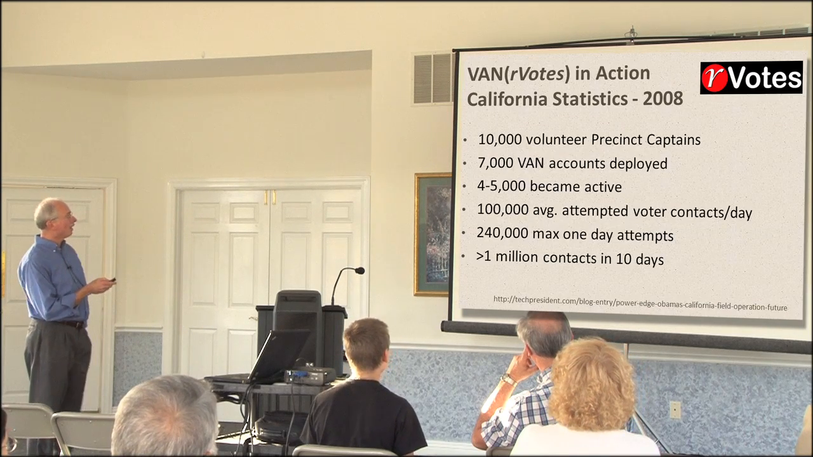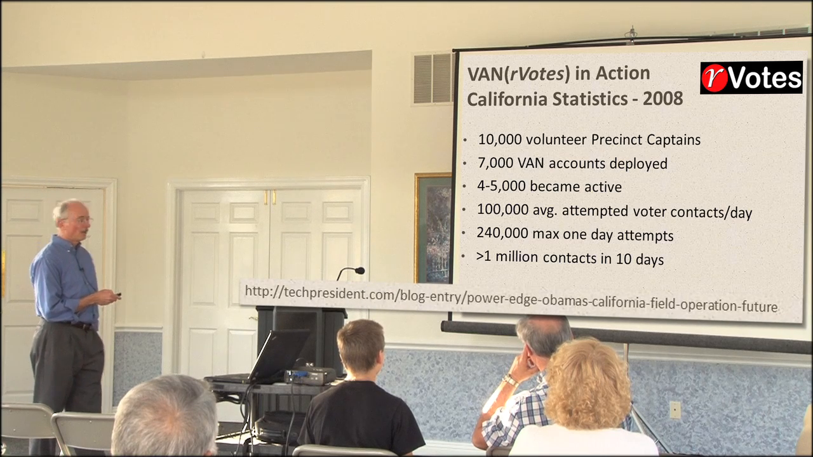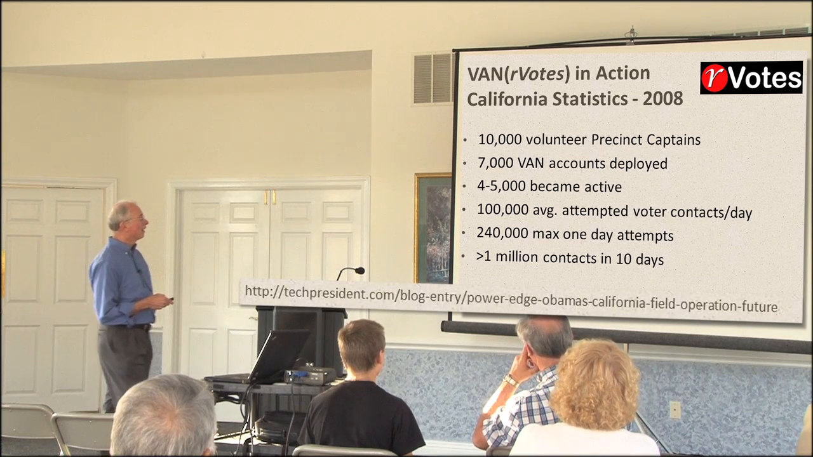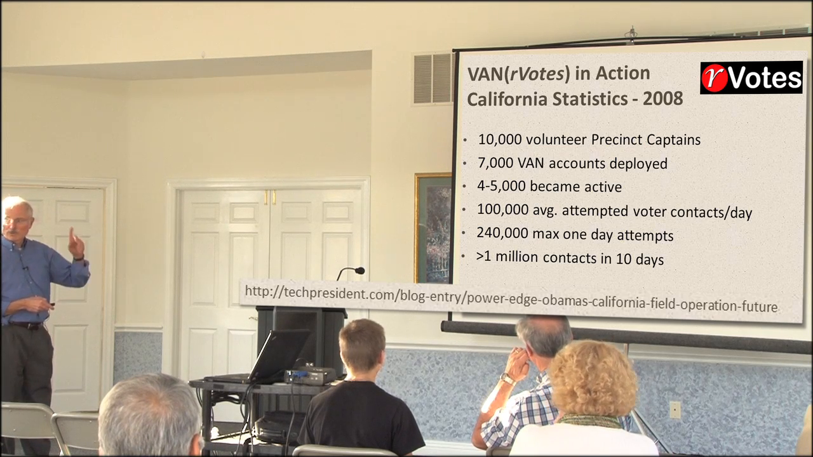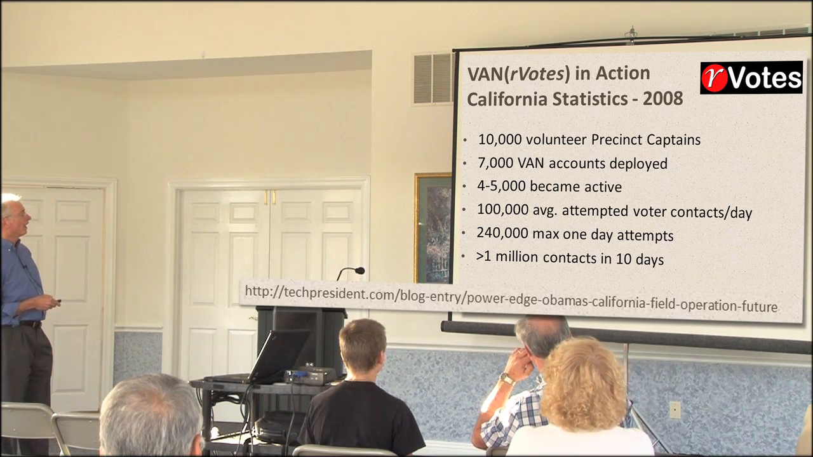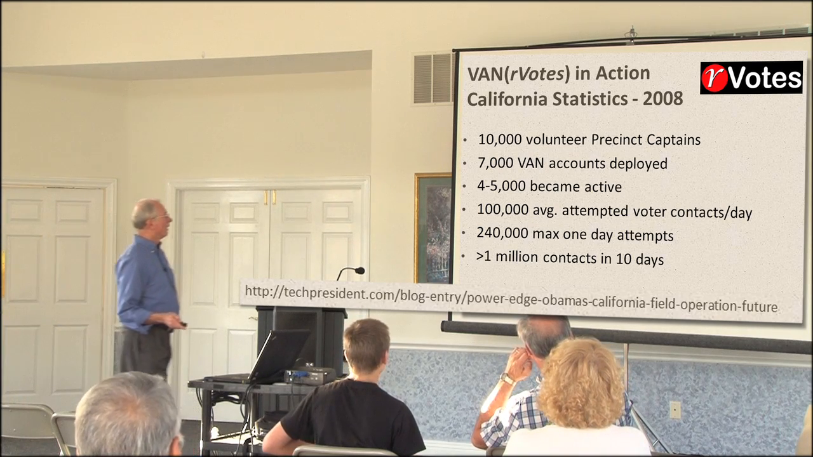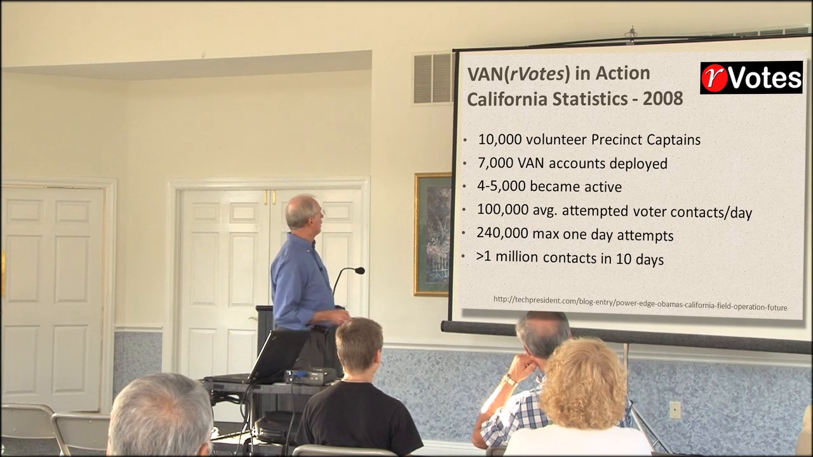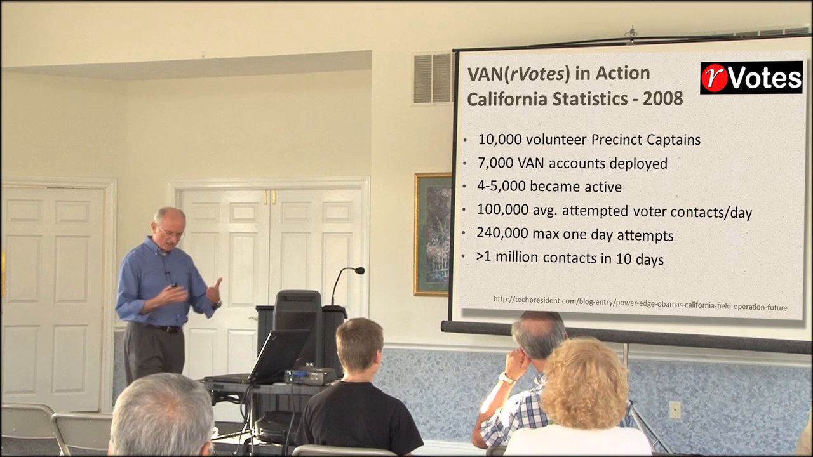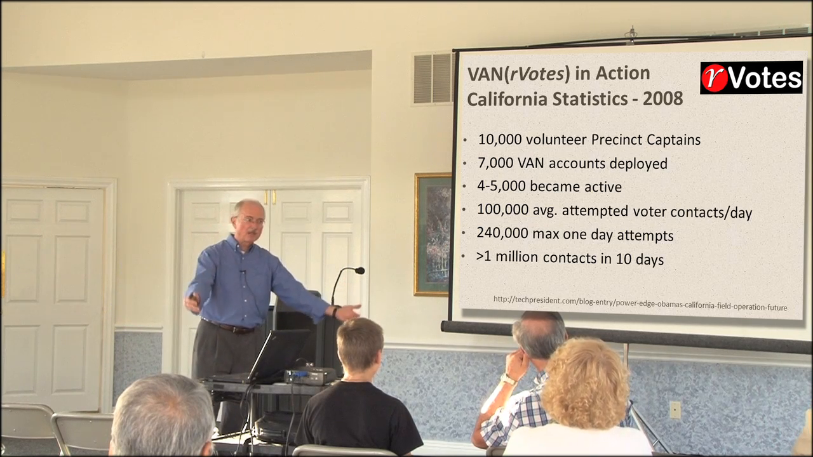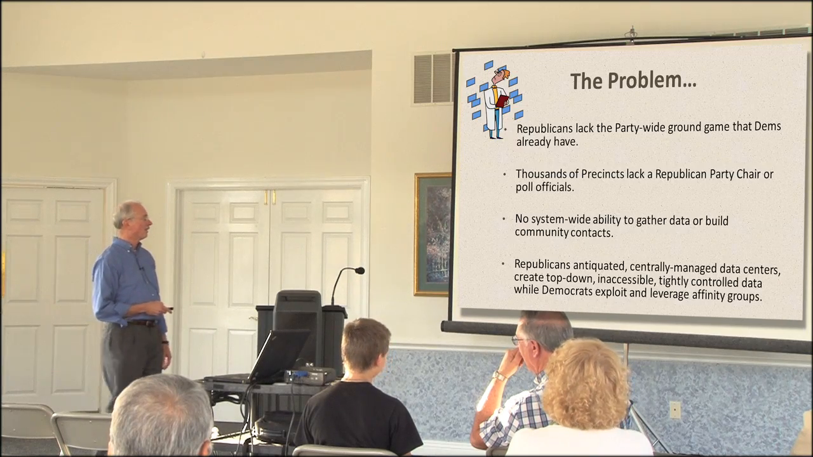But look here, the rVotes, or VAN, as the Democrats call it, California statistics, 2008, when Obama won. 10,000 volunteer precinct captains, 7,000 VAN accounts deployed. This is just one state. 4,000 to 5,000 became active, so they deployed them, but not everyone used them. And then you get a bunch of other stuff. So you can see how, in just one state, they're massively deploying the software and giving volunteers in the field access to this to help with the precinct neighborhood organizing.